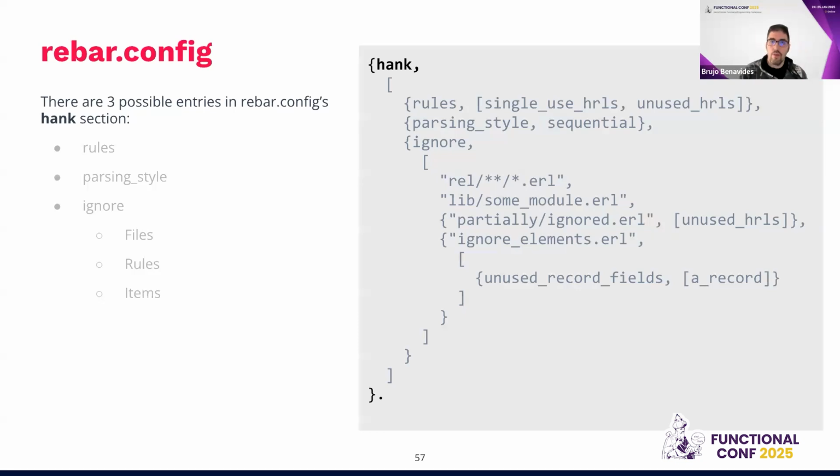First of all, you can configure Hank for your whole project at once in the rebar config Hank section. There are 3 possible entries there. With rules, you can specify the exact list of rules you want Hank to run on your files. By default, that is, if you don't include this section, Hank will use the default list of rules that you can find in its documentation. The same ones that I showed you before.